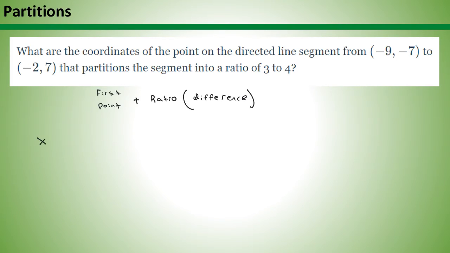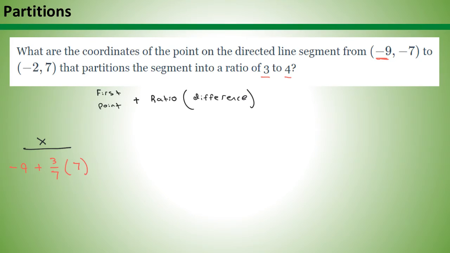Okay, so I'm going to break that apart. So let's start with just x, all right? So for the x's, my first x value is -9, all right? So I have -9 plus, okay, the ratio in this case, if my ratio is 3 to 4, as a fraction is going to be 3 over 7, okay? And then the difference between my x values. So I'm asking, how do I get from -9 to -2? And what I have to do is go up 7. Okay, so my difference here is +7. The sign actually matters here.